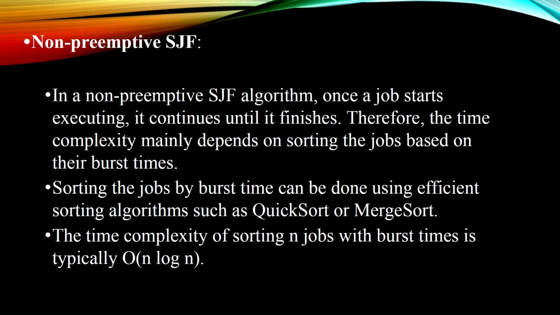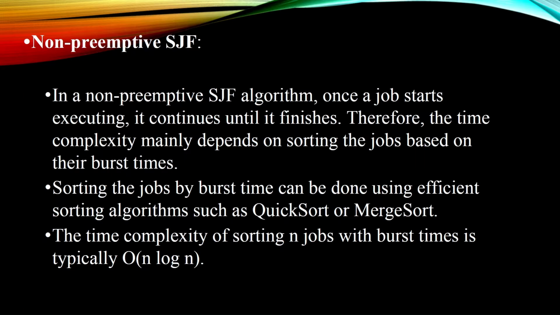So what does it mean? Let us take an example. We have a process called P0 and it's executing. So there won't be any process that interrupts the P0 process and starts to execute. So in this non-preemptive SJF, we are only given the burst time. We are not given the arrival time for any of the processes. So there won't be any interruption in between.